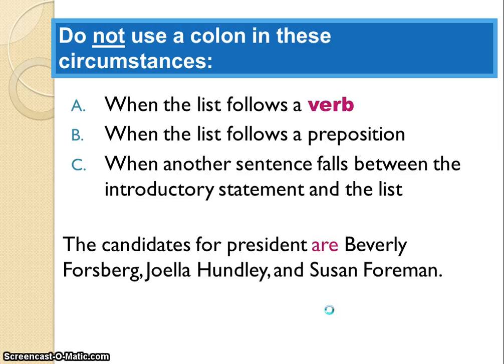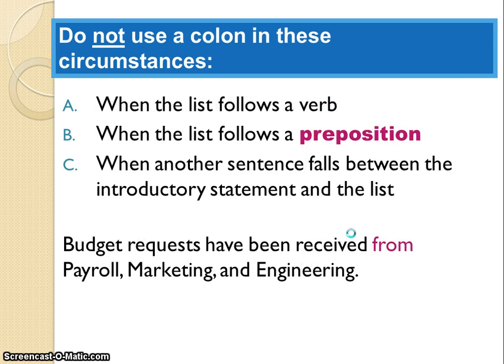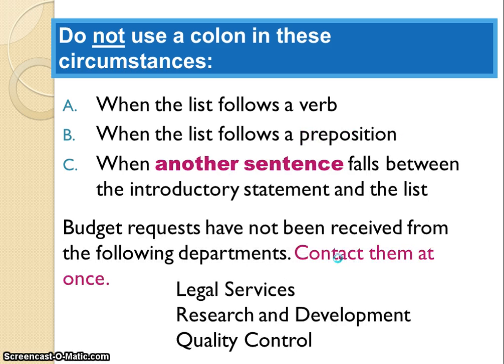Okay. Candidates for the president are, so this one has a verb, so we don't use a colon after here. No colon. Okay. Budget requests have been received from, here's our preposition, so you don't use a colon after that. And budget requests have not been received from the following departments. Contact them at once. We have a sentence that falls between the sentence and the list, so we don't use a colon here.